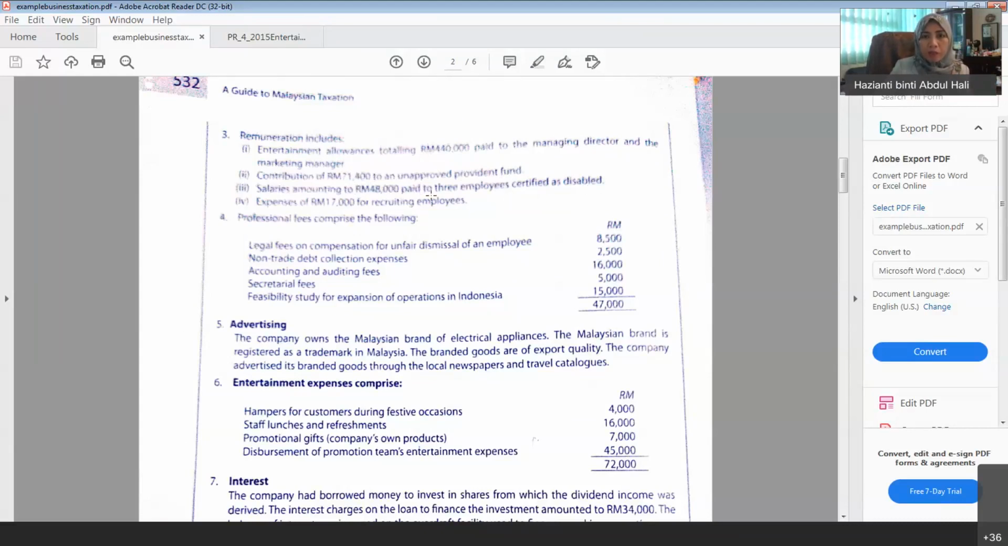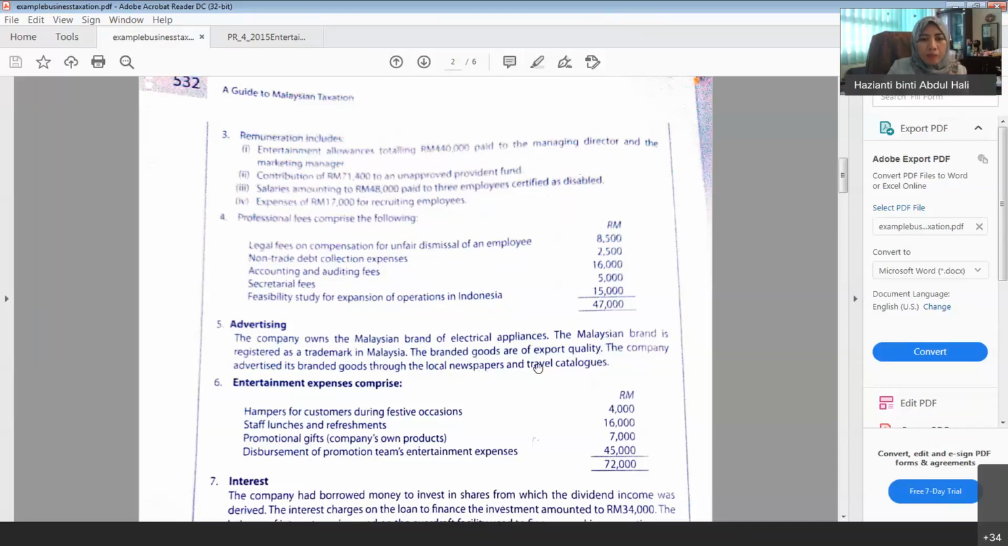Salary is paid to employee certified as disabled. Okay, remember untuk disabled employees dia punya deduction double. So sekarang ni 48, kita boleh doublekan nanti. And expenses of 17,000 for recruiting employees. So ada juga professional fees, legal fee, non-trade, debt collection, accounting, auditing fee, secretarial fees, apa semua ni. Advertising, okay, dia kata owns Malaysian brand. So register as trademark. So kalau macam ni, tadi pun kita dah tengok double deduction juga.